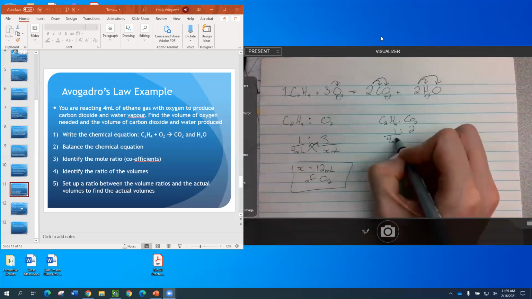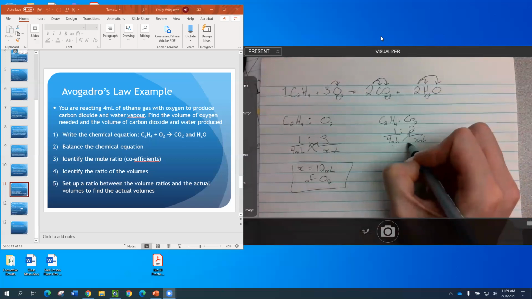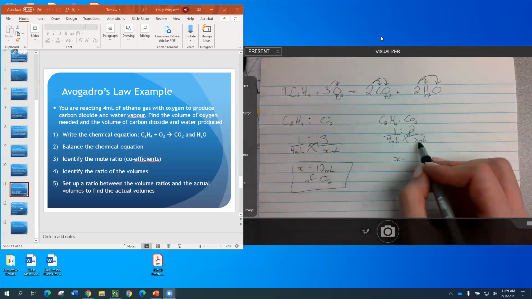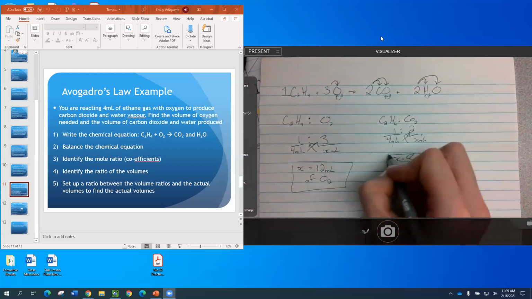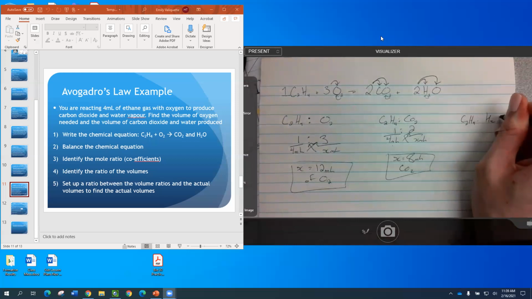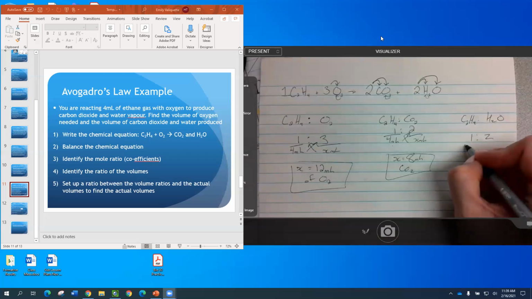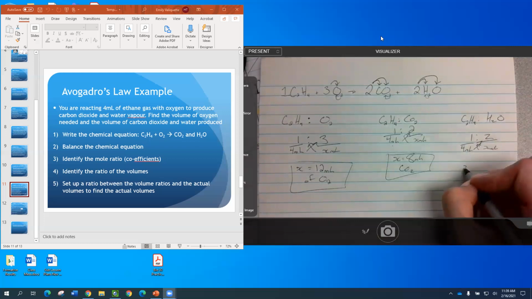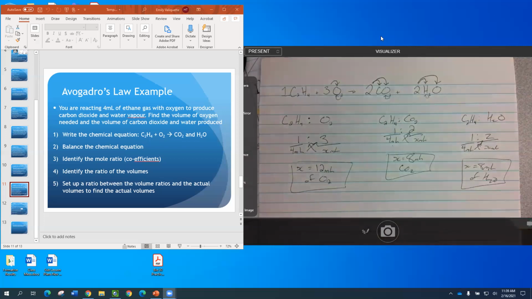Again, it's 4 milliliters to an unknown amount of milliliters, and then we cross multiply. X times 1 is X, 4 times 2 is 8 milliliters of carbon dioxide. And then ethane to water is a 1 to 2 ratio as well, so it's also going to be 8 milliliters. Okay, so we just set up a proportion using the volume that we were given as well as our mole ratio, and then cross multiply and divide.